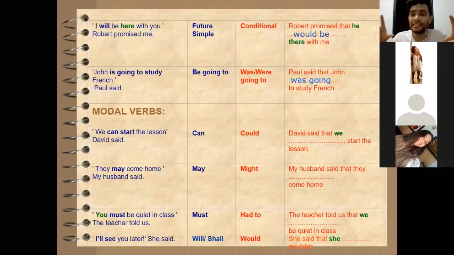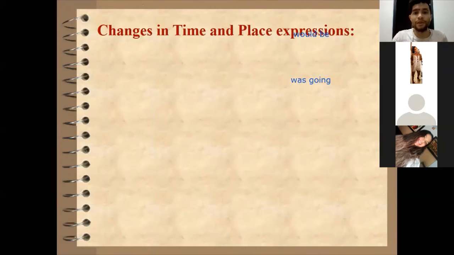Now, this is the most important thing, guys, because you always need to change the tenses. And if you don't know how to change the tenses, then it's going to be incorrect. Now that we finished the tenses, let's go to the other parts that are changeable, like the subjects, the time expressions, the place expressions, and so on and so forth. So let's begin with the time expressions.